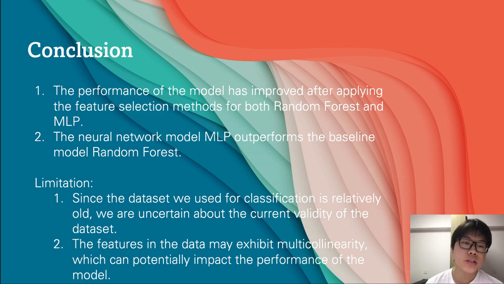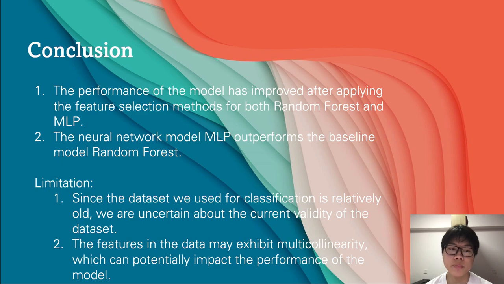Then let me do the conclusion. First, we find that the performance of the model has improved after applying the feature selection methods for both the random forest and MLP models. The second finding is that the neural network model MLP outperforms the baseline model random forest.